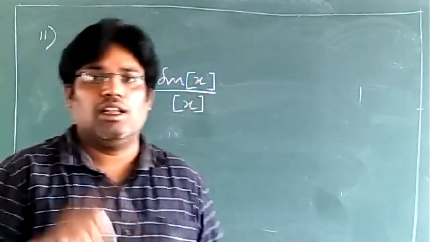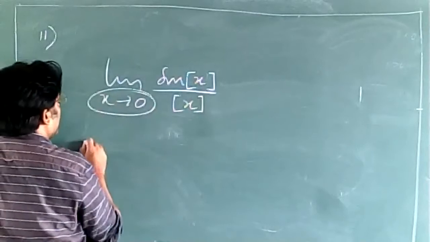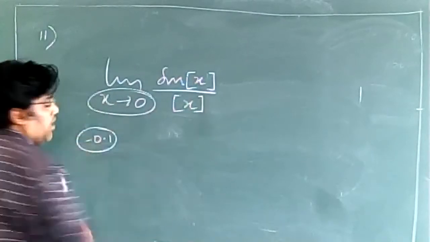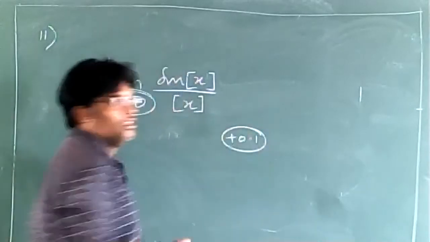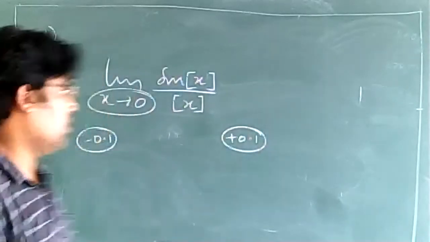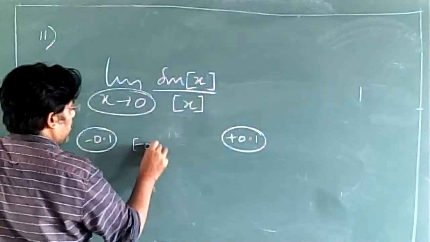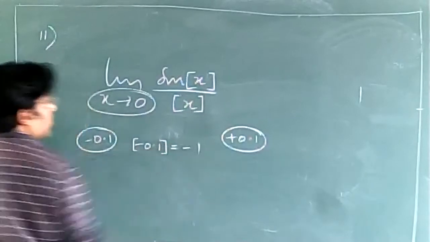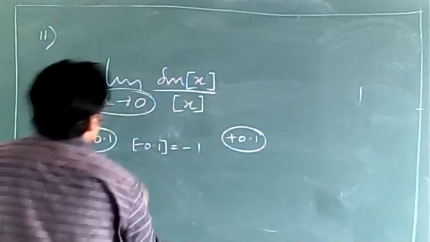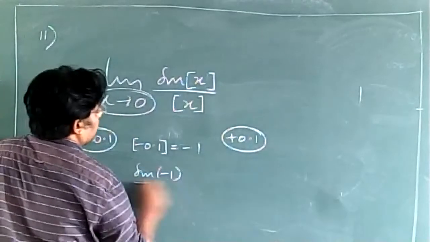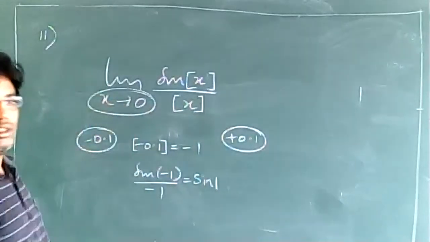You have to find out LHL and RHL. Zero is the point, say minus 0.1 for left hand limit, plus 0.1 for right hand limit. Let us check what happens with this. When we put minus 0.1, what is the step function of minus 0.1? It is minus 1. So this is sin of minus 1 divided by minus 1. This becomes sin 1. Left hand limit.